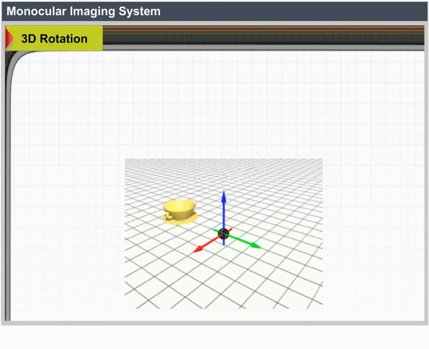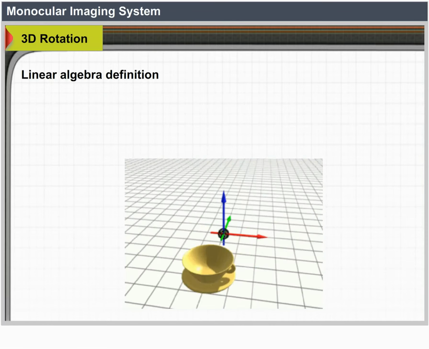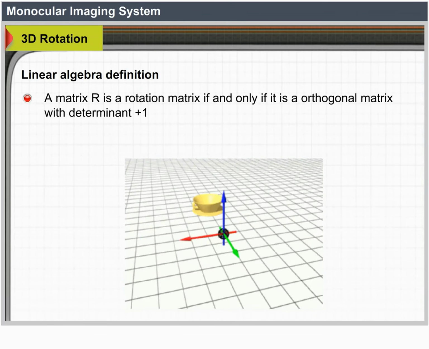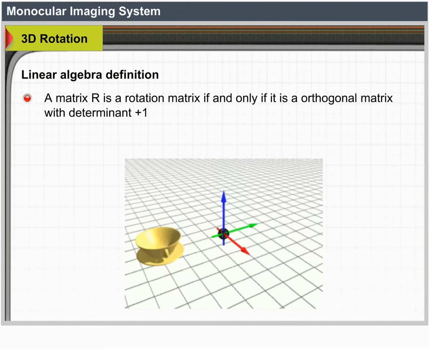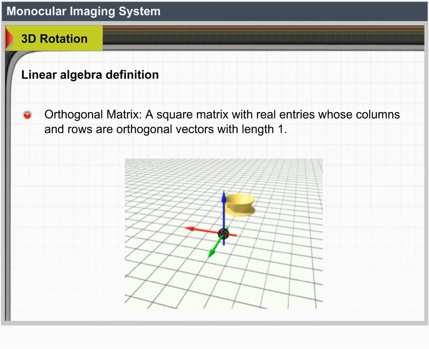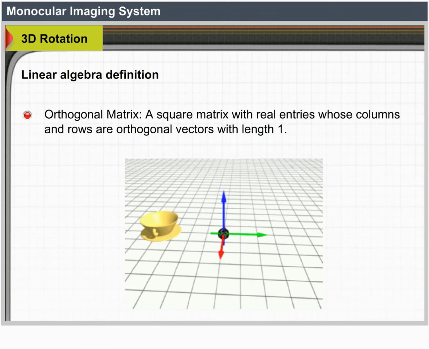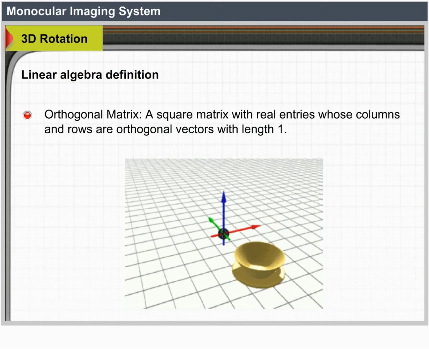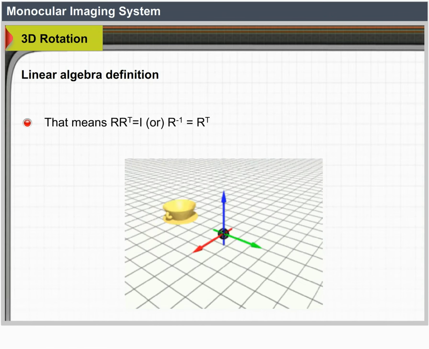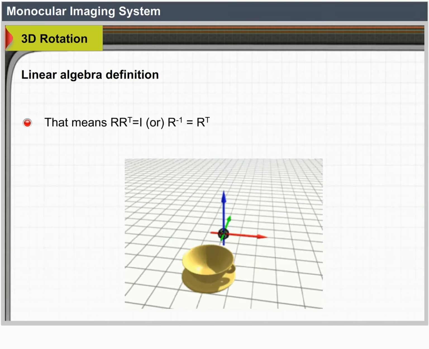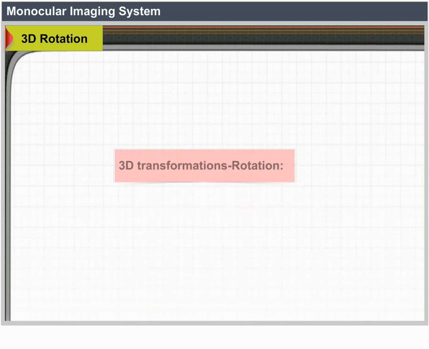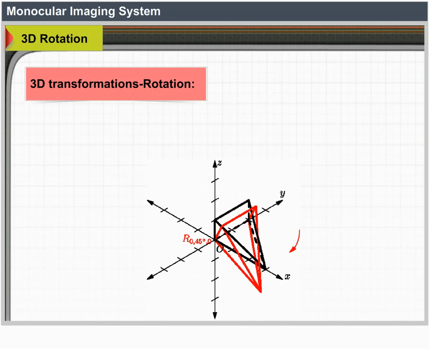3D rotation. Linear algebra definition. A matrix R is a rotation matrix if and only if it is an orthogonal matrix with determinant +1. Orthogonal matrix: a square matrix with real entries whose columns and rows are orthogonal vectors with length 1. That means R transpose equals I, or R to the power of -1 equals R transpose.